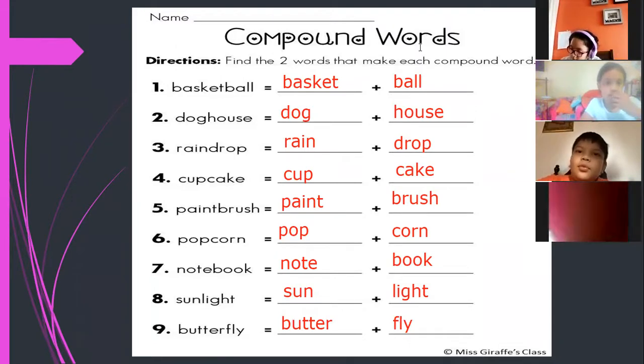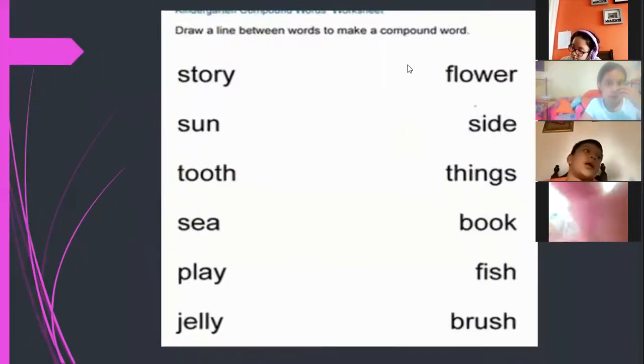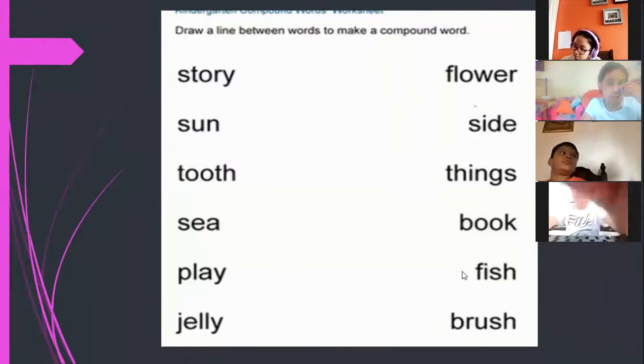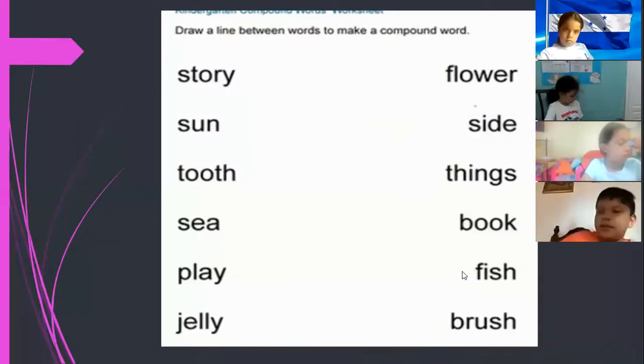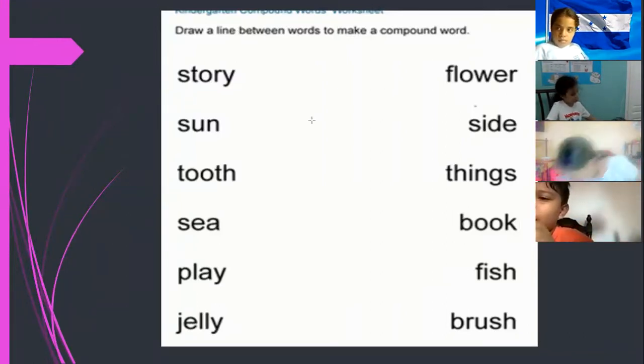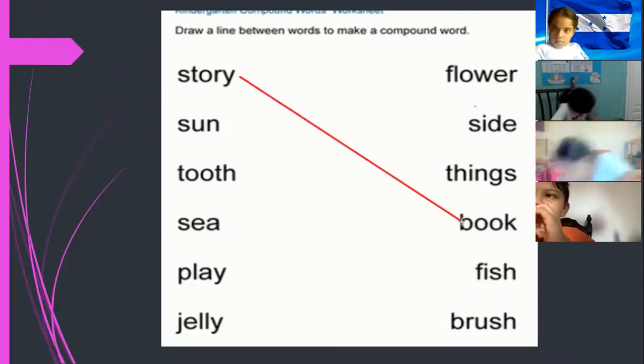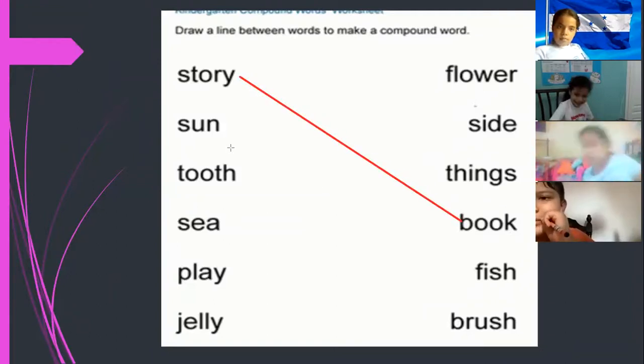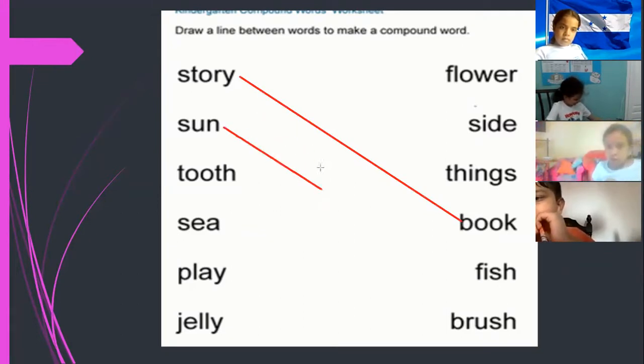Who said that? Isabella, the first one. Story and book, storybook. Okay, Melanie, the next one. Sun.